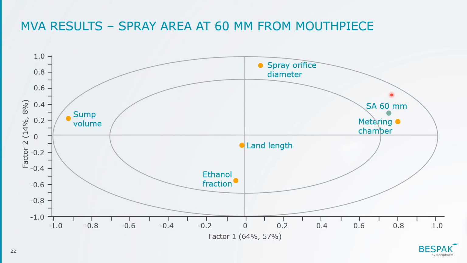This is the analysis for spray area as measured at 60 mm from the actuator mouthpiece for R134a only. The variable influences are similar here, but with spray orifice diameter being a much more significant contributor to spray area than at a 30 mm distance from the actuator mouthpiece.